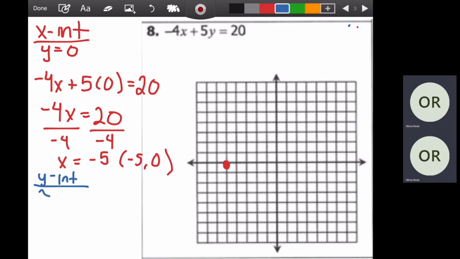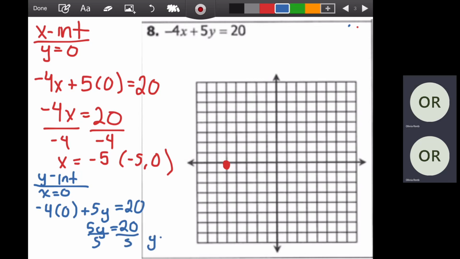All right, and now we're going to do our y-intercept. Our y-intercept is where x is 0. So we'll plug in a 0 for the x. Negative 4 times 0 plus 5y is 20. Negative 4 times 0 is 0, so those cancel out. We end up with 5y is 20. Then to get the y by itself, we divide by 5, divide by 5. We get y is 4, which is the point (0, 4). So I'll graph the point (0, 4): 1, 2, 3, 4.